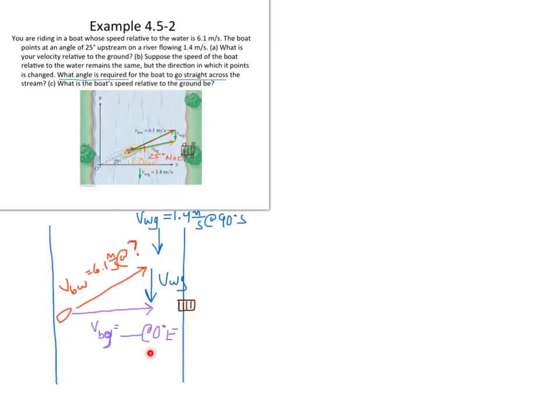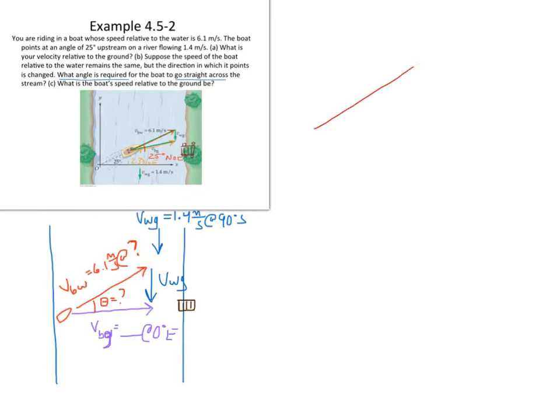So, what is B asking us? What angle is required for the boat to go straight across the river? All right, straight across the stream. So that is this right here. That angle theta is what we want to find. All right, that's why I put a question mark up here. 6.1 meters per second at some angle north of east, but we don't know what the angle is. Okay? So let's redraw this. I'm going to redraw this triangle a little bigger up here, with a little more detail.